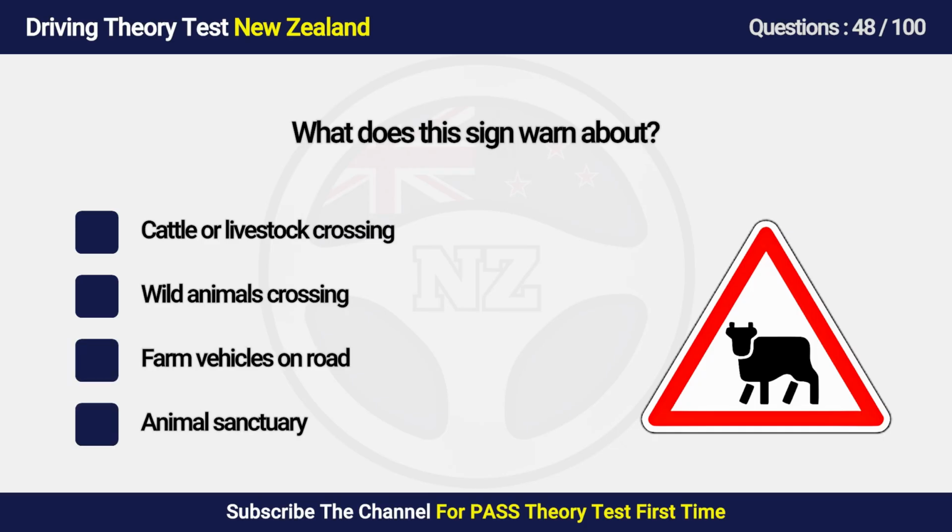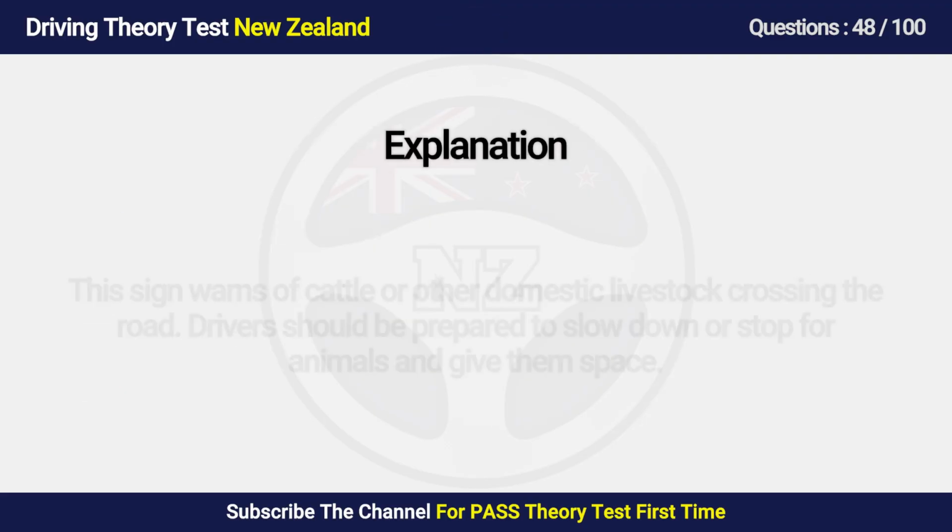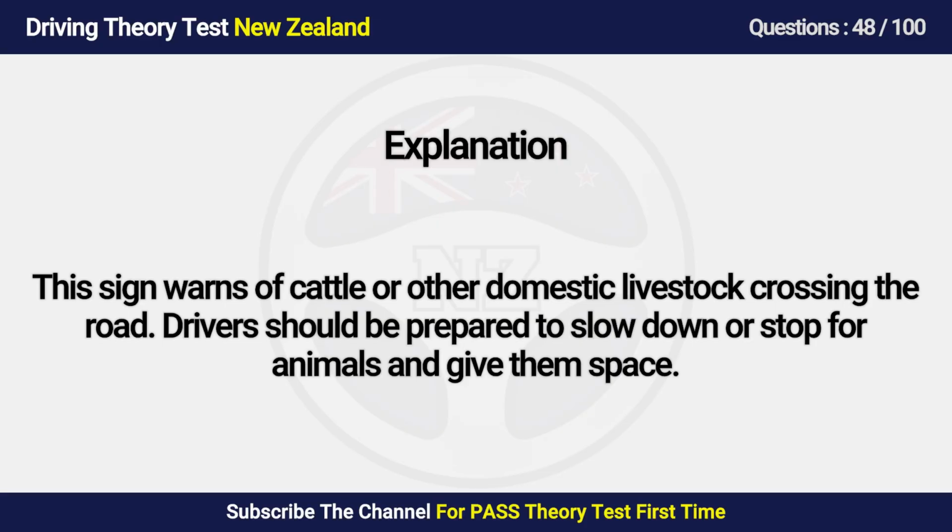B. Wild animals crossing. C. Farm vehicles on road. D. Animal sanctuary. Answer is A. Cattle or livestock crossing. This sign warns of cattle or other domestic livestock crossing the road. Drivers should be prepared to slow down or stop for animals and give them space.